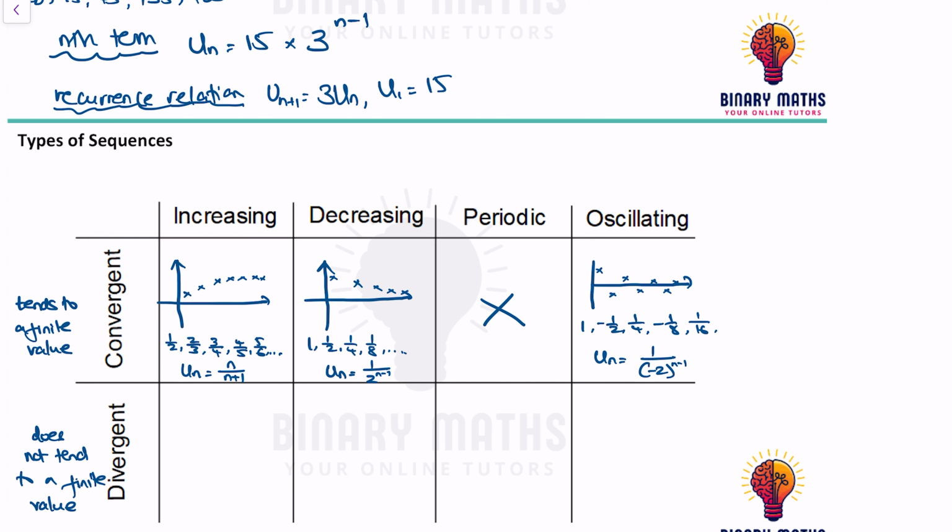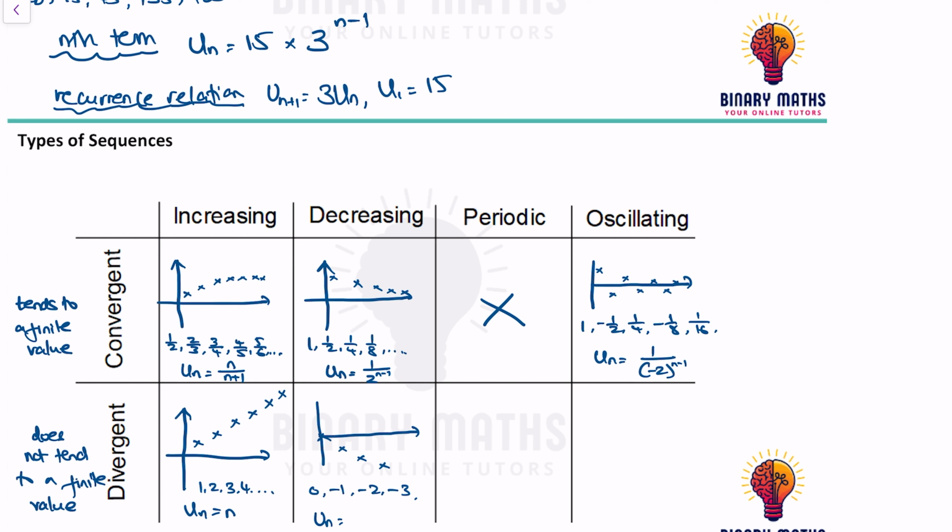Okay, so divergent is when it does not tend to a finite value. So the increasing one is quite simple. It's going up, it's increasing, but it doesn't tend towards a certain limit because it's tending to infinity. So an easy one would be un is equal to n. So 1, 2, 3, 4, so on. Similarly, if I want to do a decreasing sequence, it might be something like this. I start off at 0, minus 1, minus 2, minus 3. So un is equal to minus n plus 1 is an example. Even if it's minus n, that would still be an example.